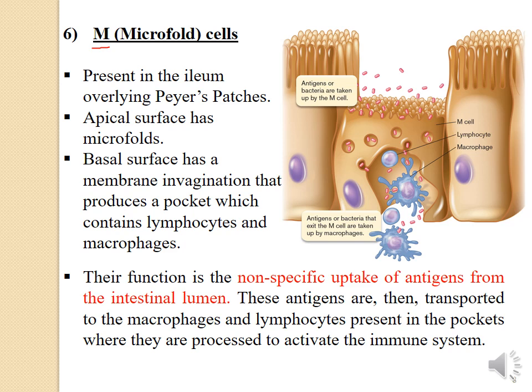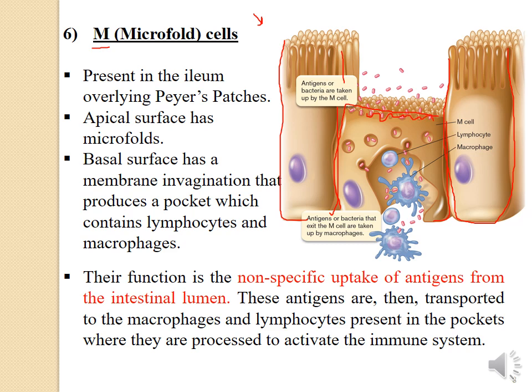So in this image here we have enterocytes. These are enterocytes. This is another enterocyte. And these are the M cells. Now, the apical surface of the M cells has several microfolds. This is why it is called microfold cells. Notice the upper surface is folded, microfolds.